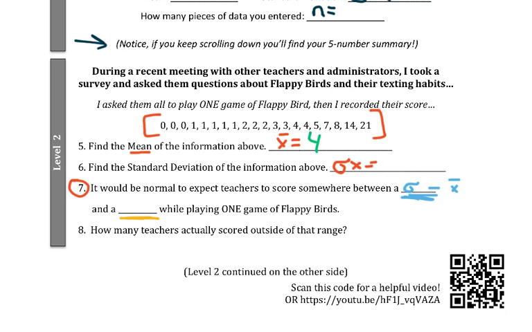Or, if you want to find the high number, it's going to be the mean plus the standard deviation. And that's going to tell you kind of like the high number you can get and still be considered one of the average normal students. Okay? And then what you want to do is figure out how many teachers were actually within that range of numbers that you just calculated.